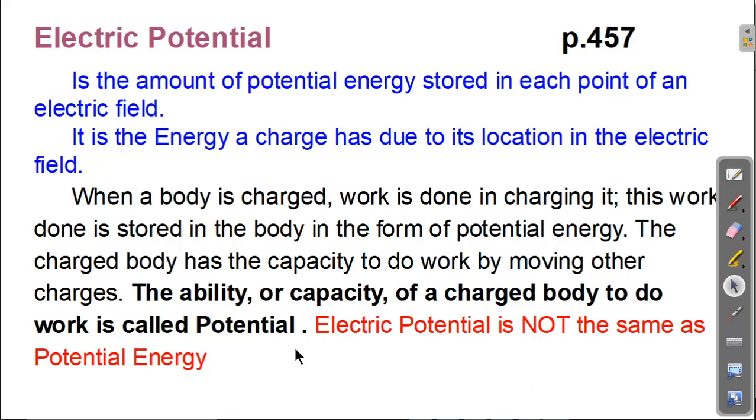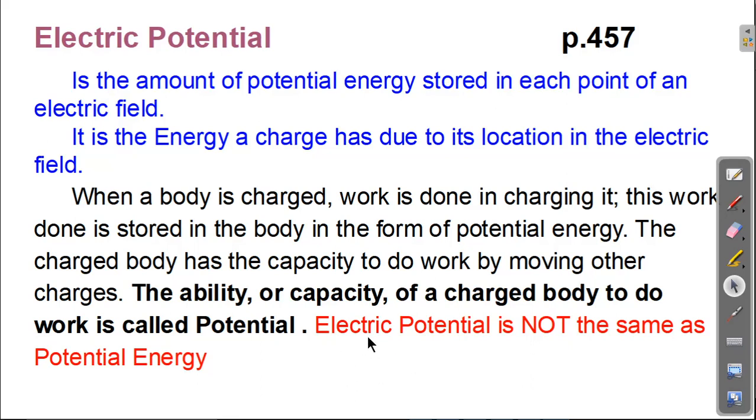And then the potential energy will decrease because the kinetic energy will increase. Okay, remember, it transforms from one to the other. It doesn't disappear or appear out of nowhere. The ability or capacity of a charged body to do work is called potential. That's where the word potential comes from.